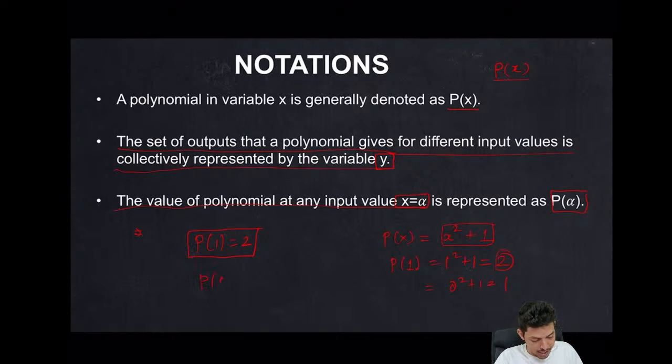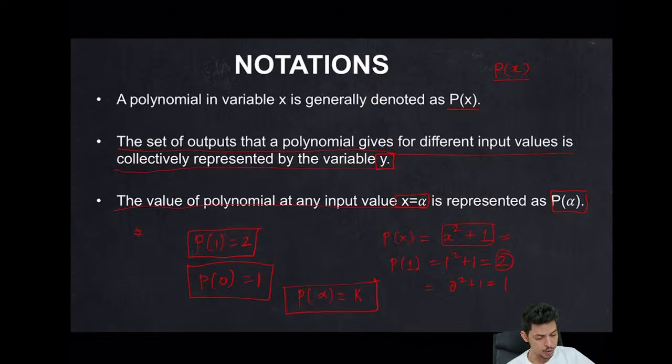Likewise, if I say that p of 0 is 1, that means in this polynomial p of x, which in our case is x square plus 1, if x is equal to 0 is chosen as input, then output is 1. So do remember these things, because as we progress, we are not going to say everything in detail. We are going to take help of these notations. So one must be clear with respect to what a particular notation implies. So p of alpha is equal to some number, let's say k. This simply means in a polynomial p of x, x is equal to alpha is being put as an input, and the output is k.